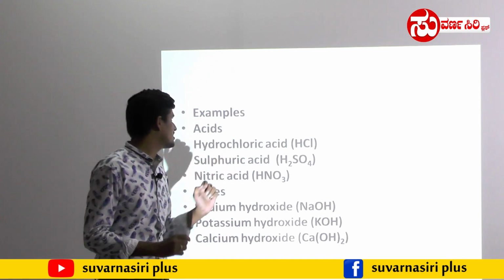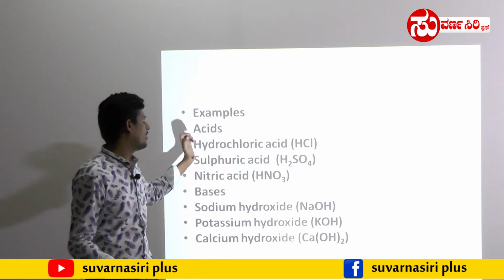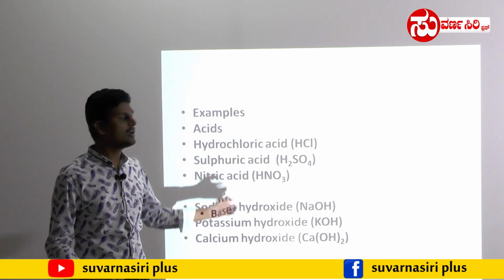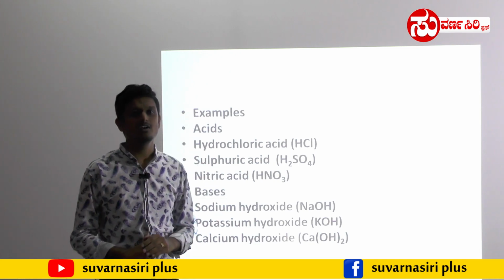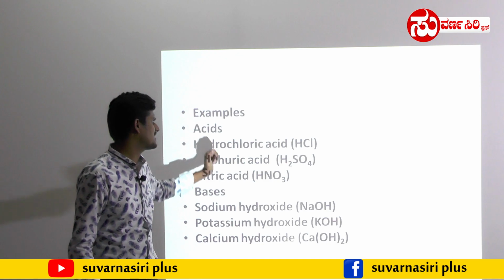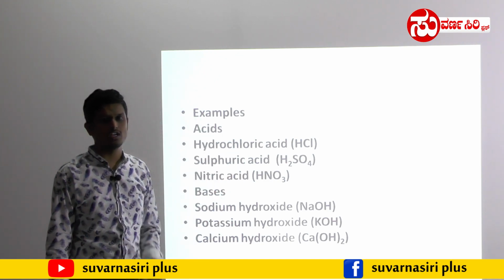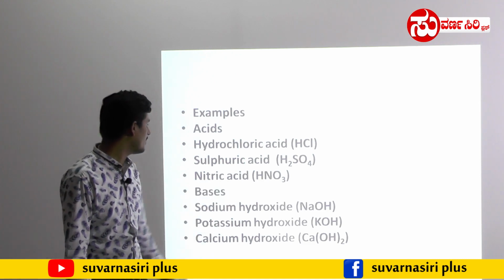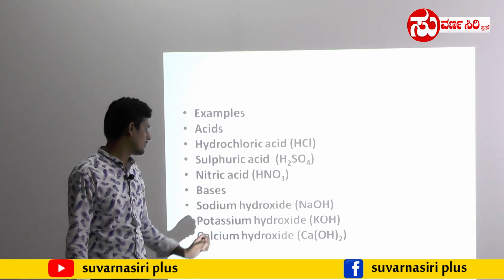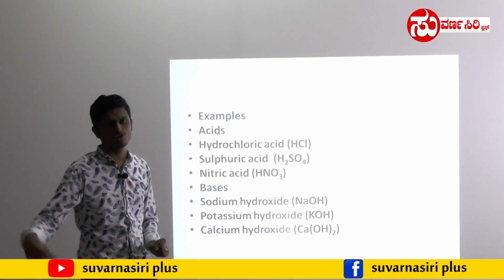Some examples of acids are hydrochloric acid, HCl, and the king of acids, sulfuric acid, H2SO4. These are the two best examples of acids, and also nitric acid, HNO3. Some of the best examples of bases are sodium hydroxide, potassium hydroxide and calcium hydroxide.